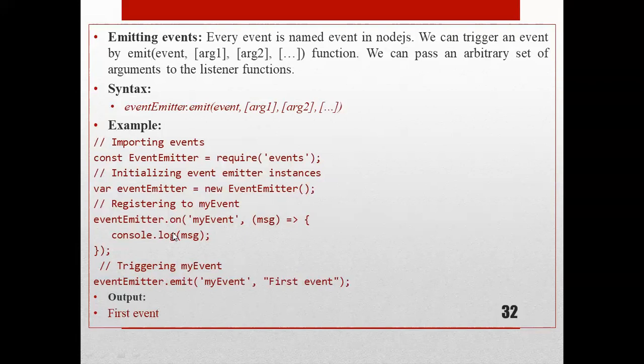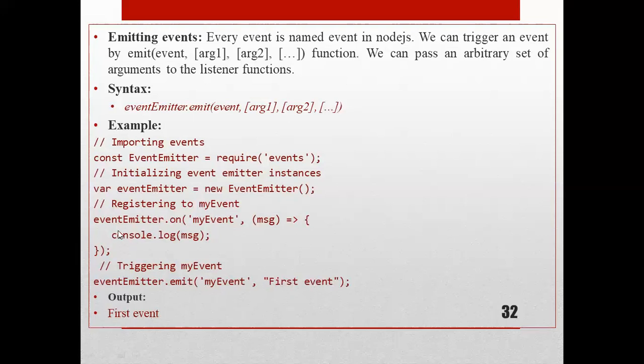So how to trigger this event? For triggering this event, write eventEmitter.emit, inside the bracket give the event name, that is myEvent, and then arguments. Like for the first event we are going to pass an argument as a message. That message we are going to print here. So pass this argument as a message like 'first event'. If we execute this code, we will get the output 'first event'.